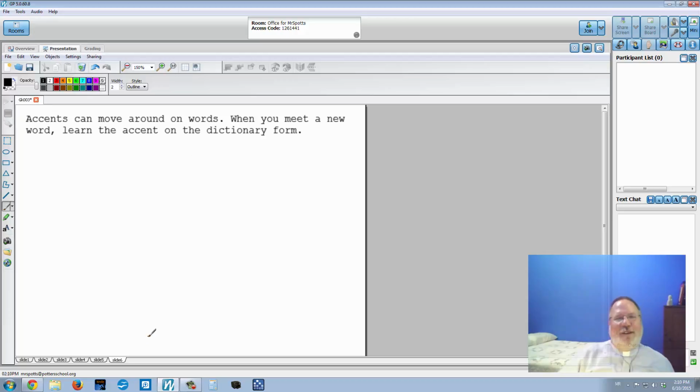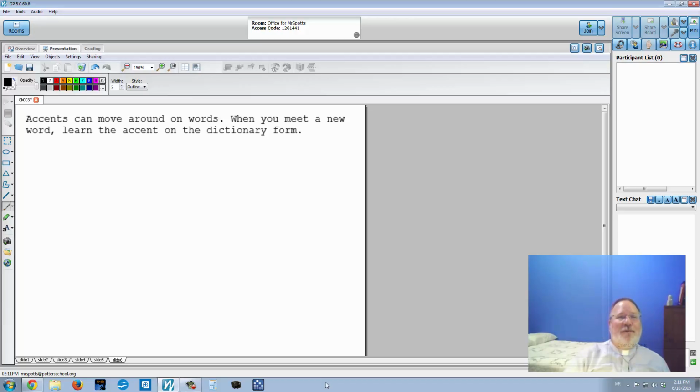Now, accents can move around on words. They move from one syllable to another. They move sometimes in relation to what the ending, the suffix on a word is. They're rather complicated rules. Usually, the accent doesn't matter as far as understanding the meaning or the form of a word. However, in some cases, you do need to know it. So it's best to start noticing it now.